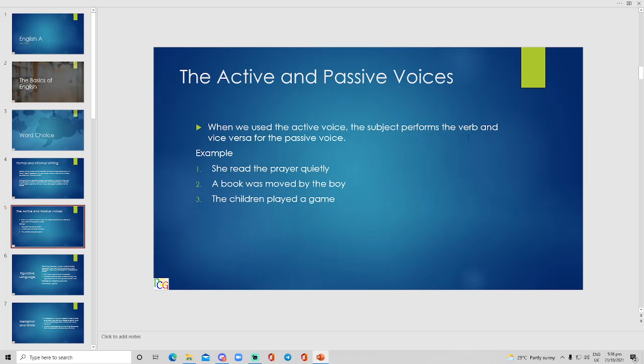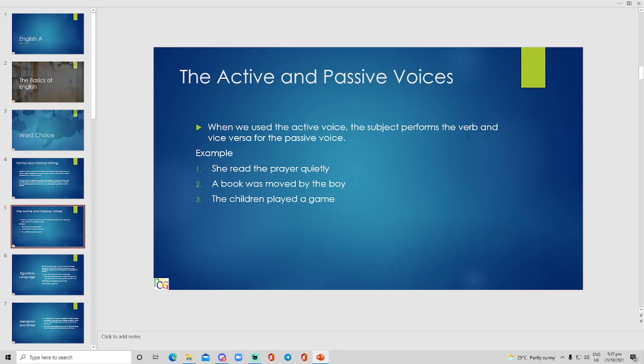Example 2, a book was moved by the boy. The subject here being the book. Well, there are two subjects, but the main subject here being the book and the verb being moved. A book was moved by the boy. It did not say that the boy moved the book. So in this case, the verb is performing the role of the subject in a sense, because it was moved by the boy. Alright? It gets a bit confusing, but if you look at more examples, you definitely get it.